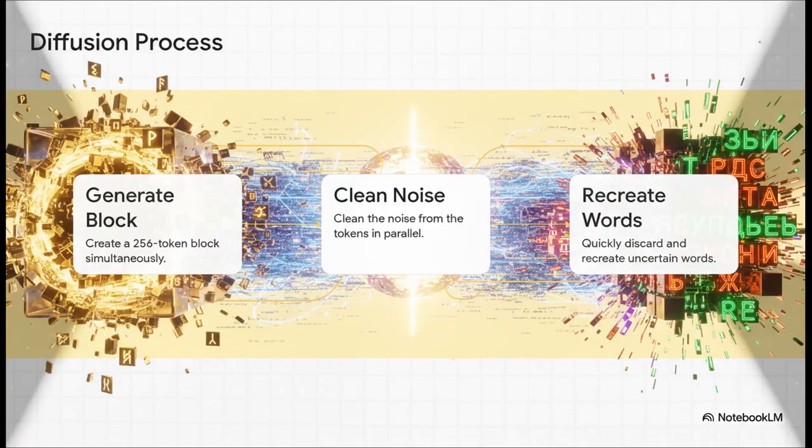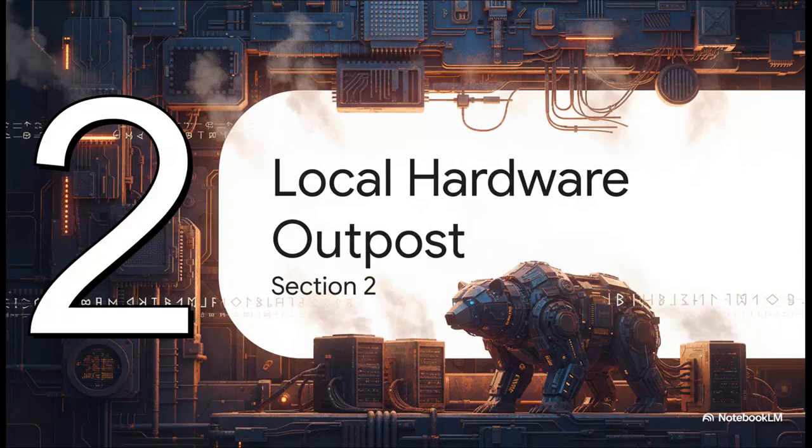So how does this enchantment actually work? Well, the model first generates that massive box simultaneously. Then, miraculously, it cleans the noise in parallel. And finally, any uncertain words are quickly discarded and beautifully recreated. The entire text block is assembled in a single inspiring pass, bringing such great order to the digital text. By handling language in parallel like this, our local systems can process vast amounts of data far more efficiently than those older sequential methods.